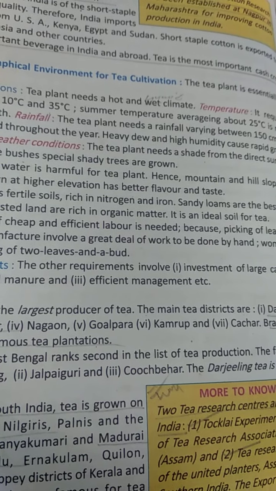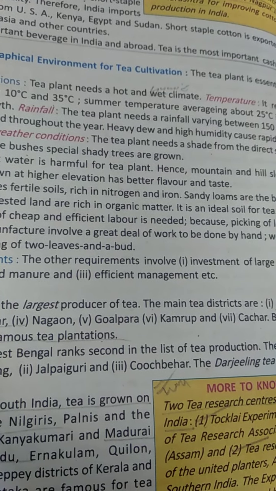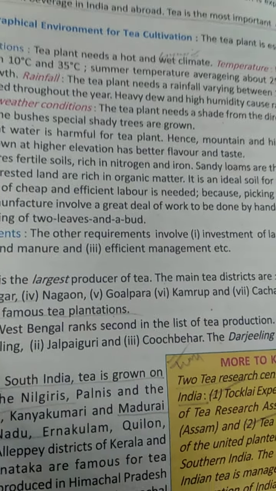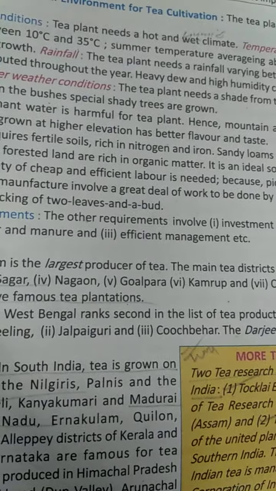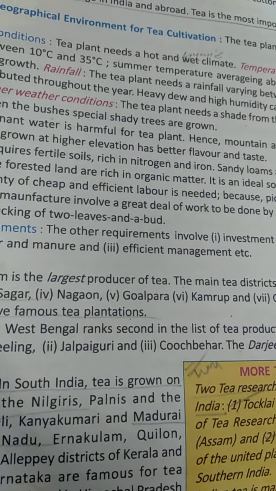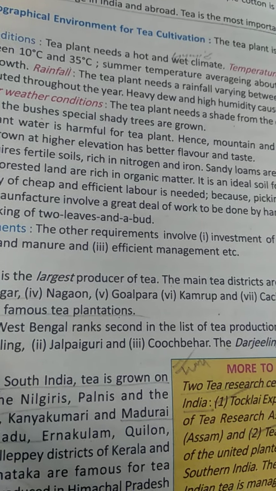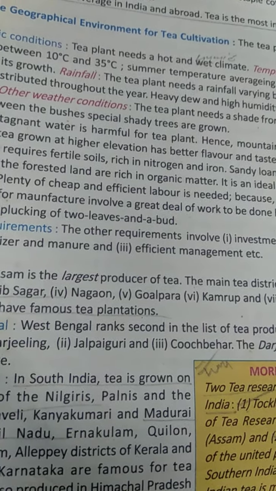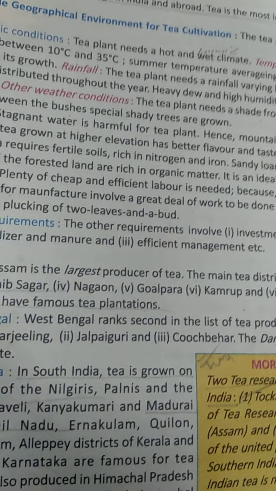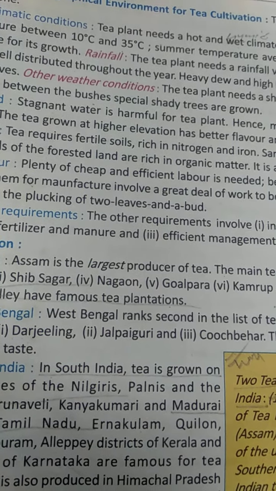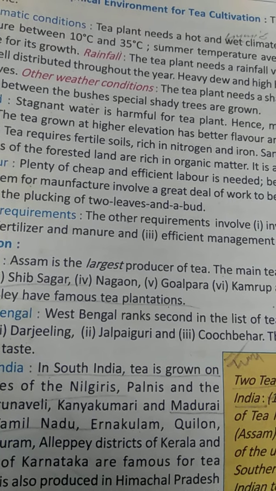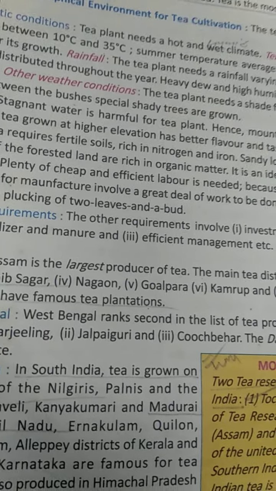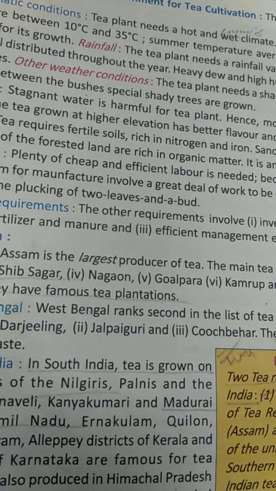Now, in which parts of India is tea grown? We all know it's Assam and Darjeeling, and a few parts of South India also. In Assam, it is Sivasagar, Nagaon, Goalpara. These are the places where tea is mainly grown. Assam tea is very famous for its color. Next comes West Bengal. In West Bengal, the famous one is Darjeeling. Then comes Jalpaiguri and Cooch Behar. Darjeeling tea is famous for its flavor and taste.